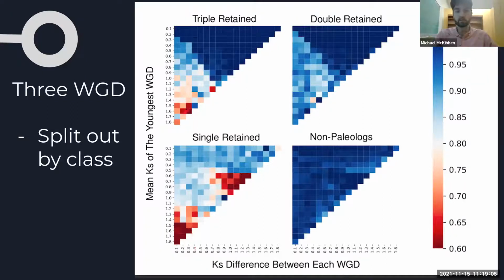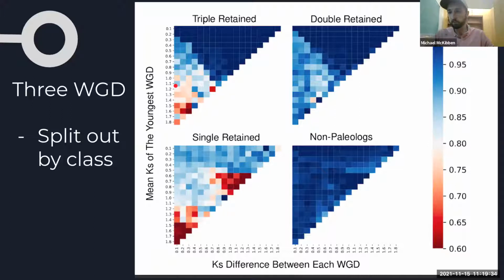So say I took this little pixel down here, I was predicting Paleologs in a whole genome duplication at KS 1.8, and then about 0.1 KS away was another WGD, and 0.1 KS away from that was a third WGD. And as you can see, across the majority of parameter space, Frackify seems to maintain a high degree of accuracy, with accuracy breaking down as you get above KS around 1.0.